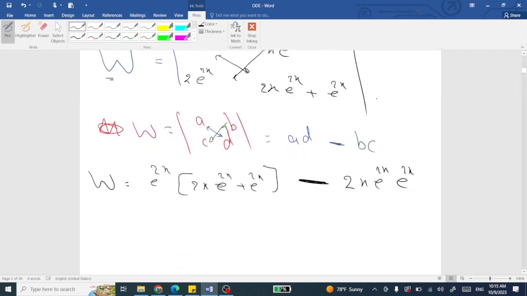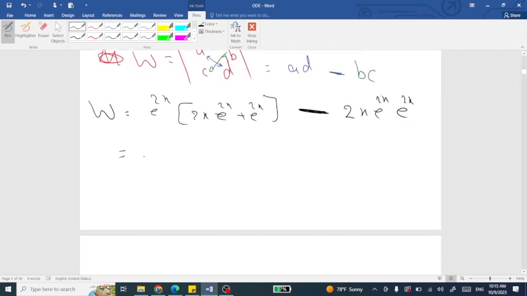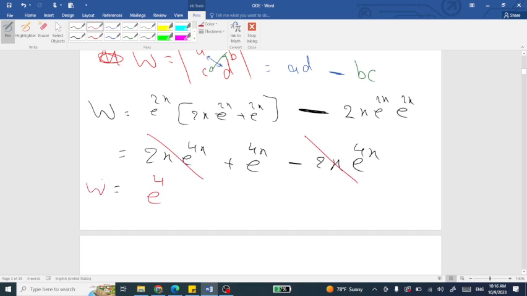Good. So we are going to have 2x e to power 4x plus e to power 4x minus 2x e to power 4x. The bases are equal, so we add the exponents. So I will get what? W. Is that clear, dears?